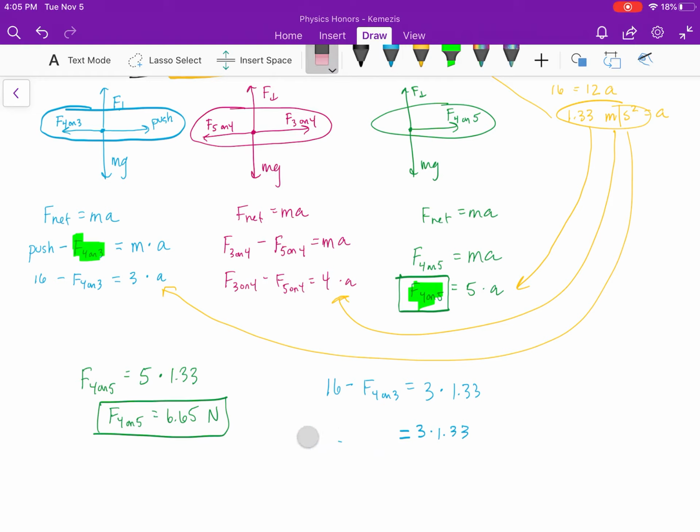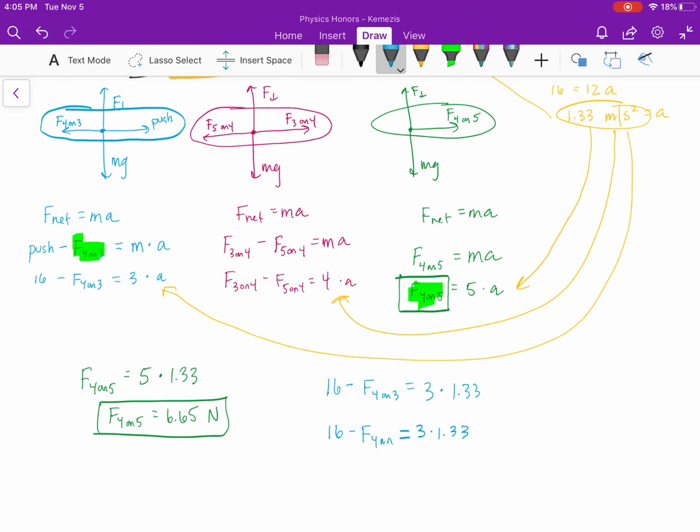So I'm just plugging in, right? If you want to say that F4 on 3 is 4, well, that doesn't make sense because 16 minus 4 is a net force of 12. And if your net force of 12 is acting on an object that has a mass of 3 kilograms, then your acceleration should be 4 meters per second squared, and it's not. It's 1.33.